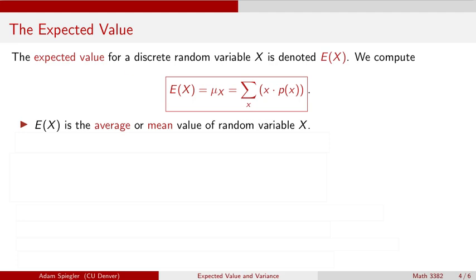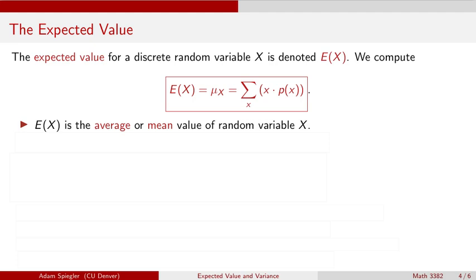The expected value, here we're only working with discrete random variables. We'll see what happens with continuous random variables in class. But for a discrete random variable x, we denote the expected value with E of x. We can also use the mu sub x notation, and the expected value of random variable x is going to equal all of the possible values of x times the probability of each of those values, and then we sum all of that together. And we can interpret this value as the average or mean value of random variable x.